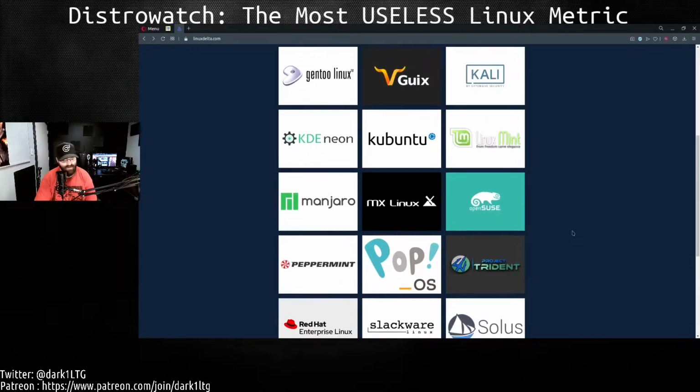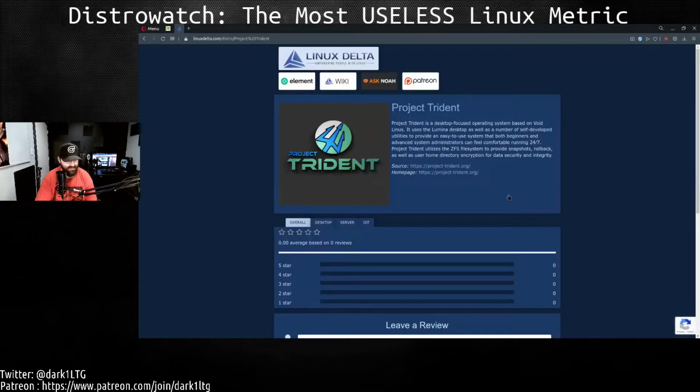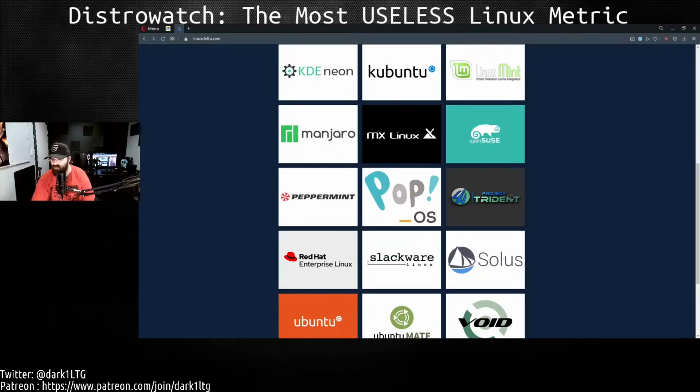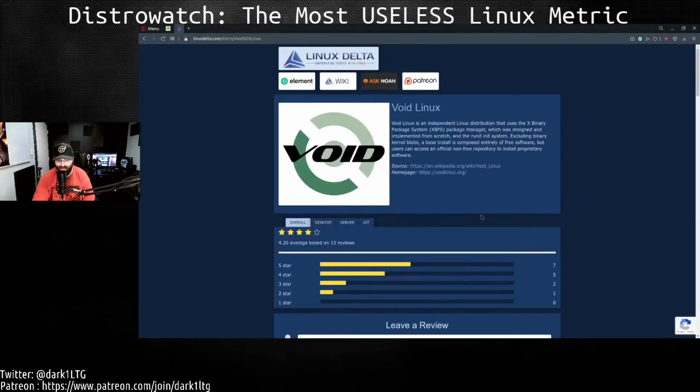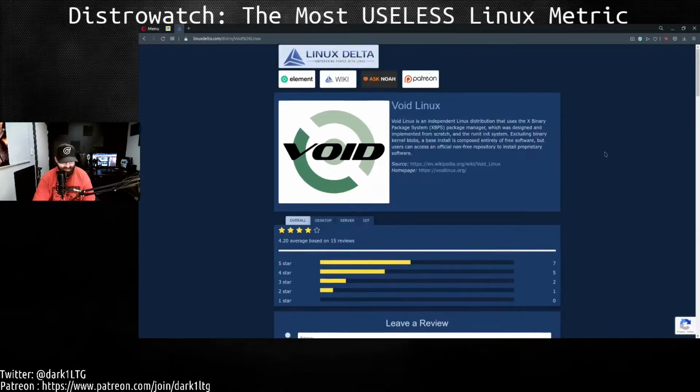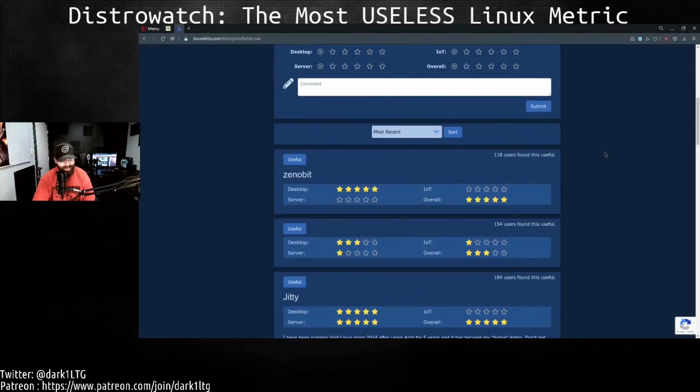You even got some weird ones like Project Trident, which I don't think anybody's actually reviewed, which was BSD and got transitioned to Linux now. I mean, yeah, Void is pretty esoteric in what it does. So this is a much better site for information on actual people who have actually used the distros.